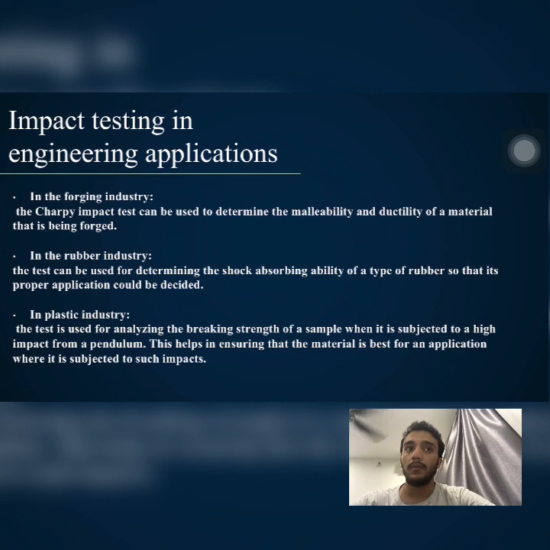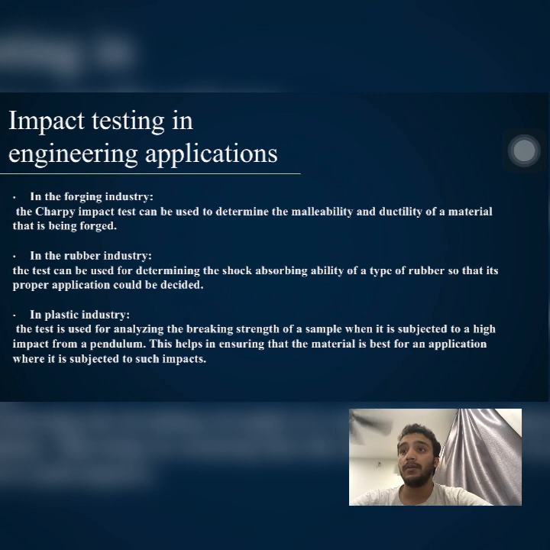Okay, now let's talk about the impact test in engineering applications. There are so many engineering applications where we can use it. I chose three fields of them. First, in the forging industry, the Charpy impact test can be used to determine the malleability and ductility of the material that is being forged.